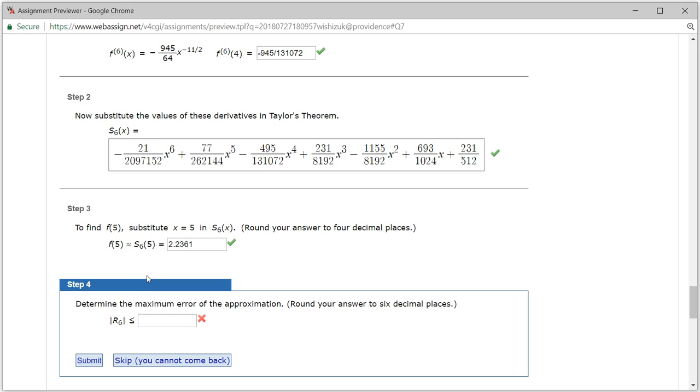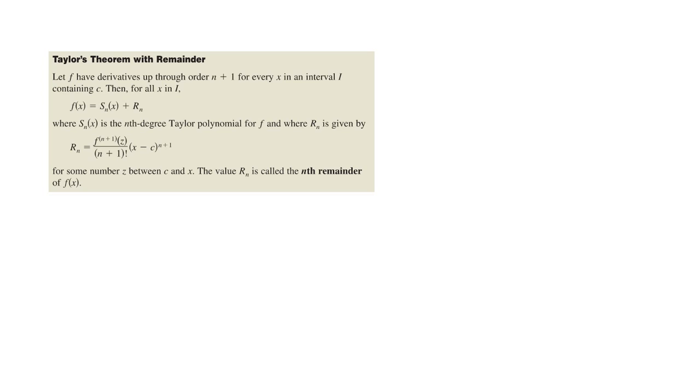Right, then we want to determine the maximum error of this approximation. So R sub 6 is the remainder. So let's work with that. Alright, so we have this Taylor's theorem with remainder. So the remainder can be written in this form, right? Let's see, we know something already. We know that n is 6 in this problem, so n equals 6, and c is given to be 4, and x is equal to 5 because we're plugging in x equals 5.